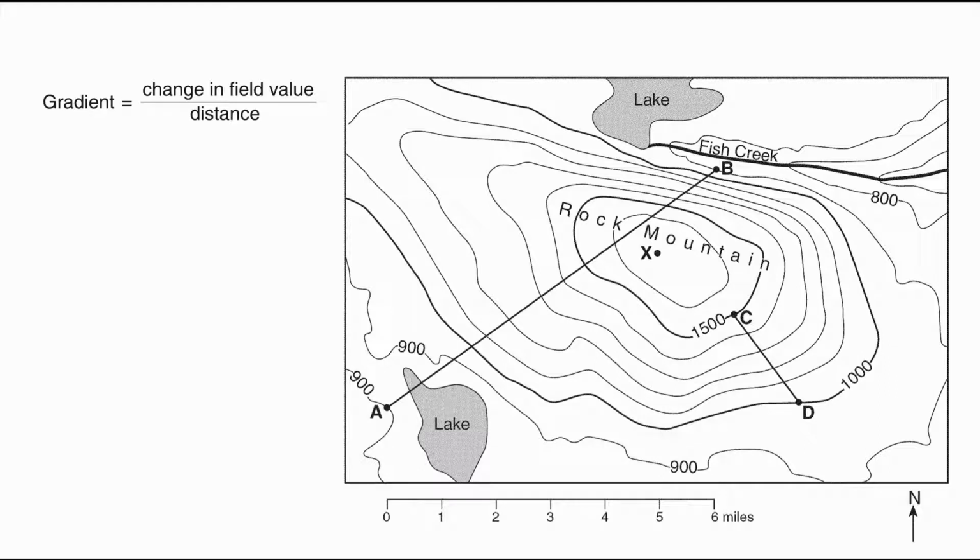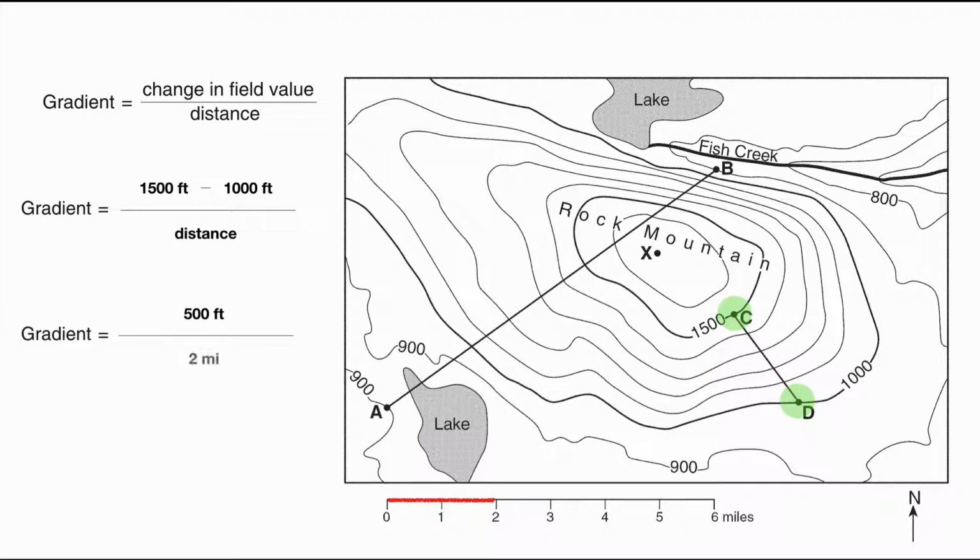One more example. And now this is a new type of field map. This is called a contour map, a topographic map. And we're working with elevation here. Above sea level, we want to know the gradient from points C to D. So the value at C is 1,500 and the value at D is 1,000. We want to know the straight line distance. So we draw a line and we bring it to our map scale. It's about 2 miles. So that gives me a gradient in the end of 250 feet per mile.